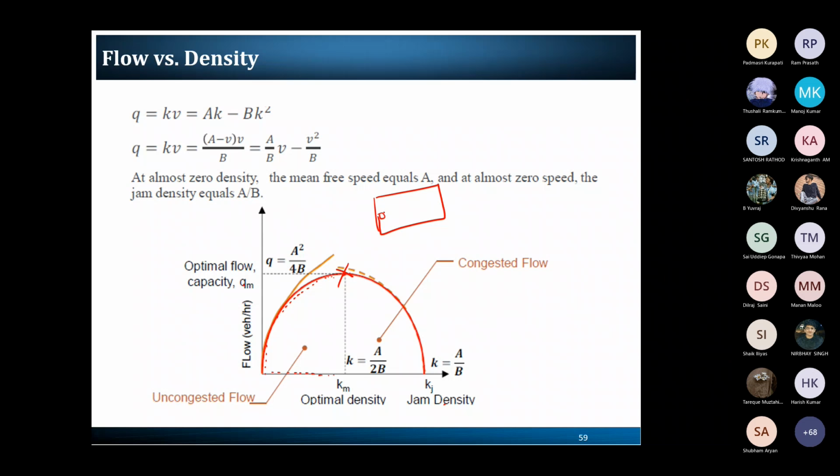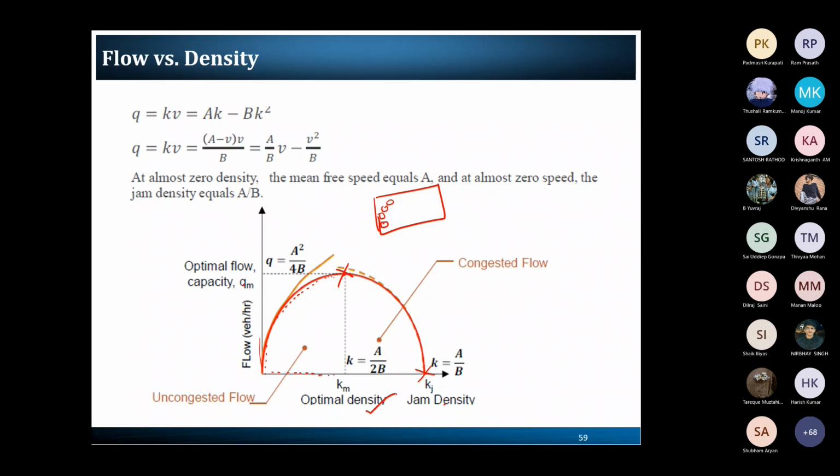Still, if you are trying to accommodate more vehicles, it will reduce the flow. When it creates congestion and the road becomes more occupied, finally there won't be any movement, which is defined as the jam density. So basically it is a bell-shaped relationship.